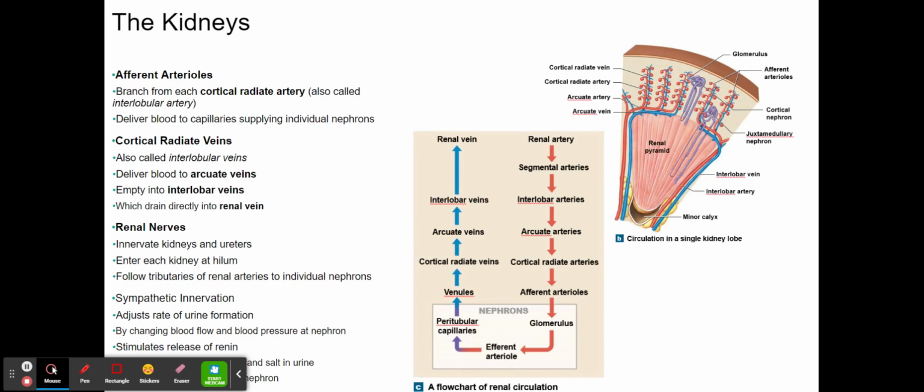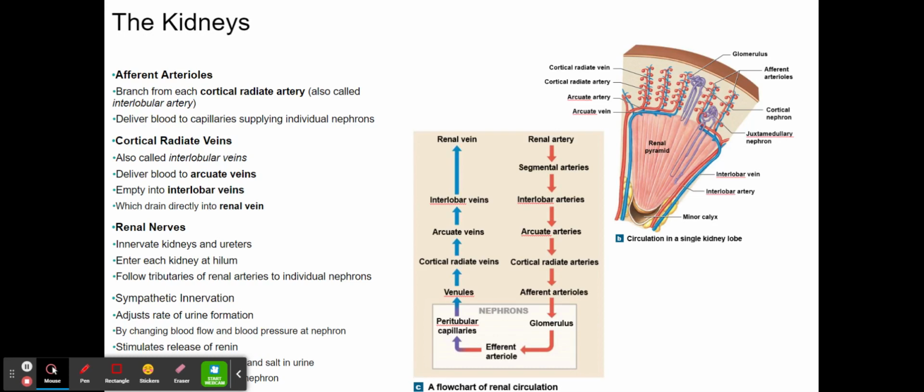After passing through the capillaries of the nephrons, blood enters a network of venules and small veins that converge on the cortical radiate veins, also called the interlobular veins. The cortical radiate veins deliver blood to the arcuate veins. These veins in turn empty into the interlobar veins, which drain directly to the renal vein. There are no segmental veins.